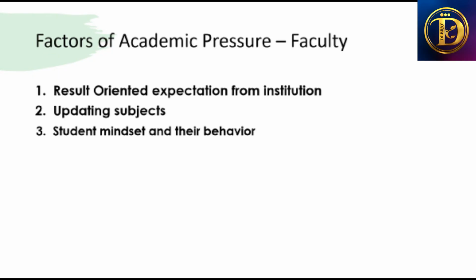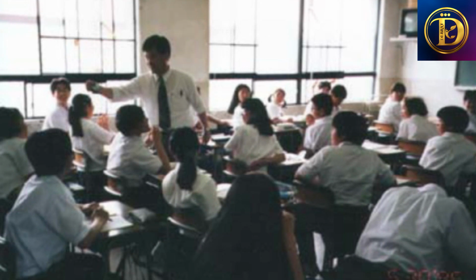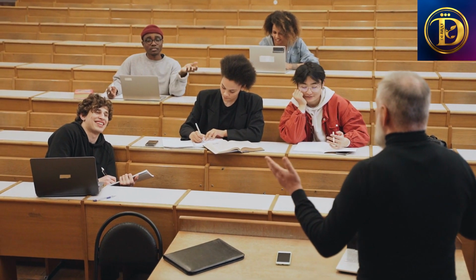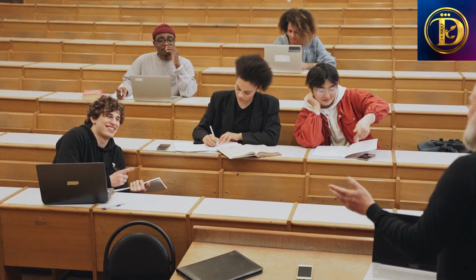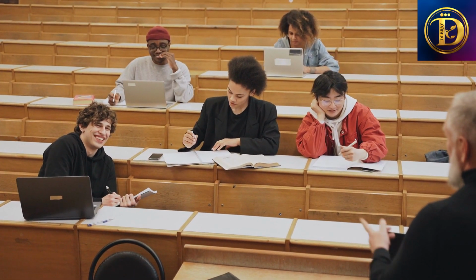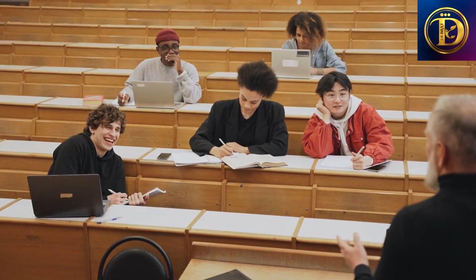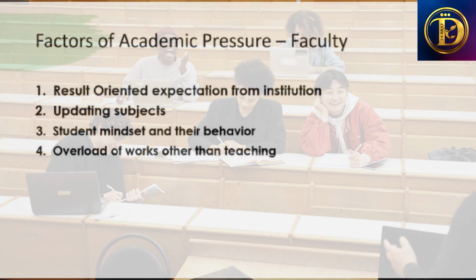Number 3, student mindset and their behavior. Students often do not hear advice from faculties. Classroom becomes a place of teasing teachers. Students take advantage of free-minded faculties and make them cool by their behavior but it does not give results. Students never understand the purpose of teaching.